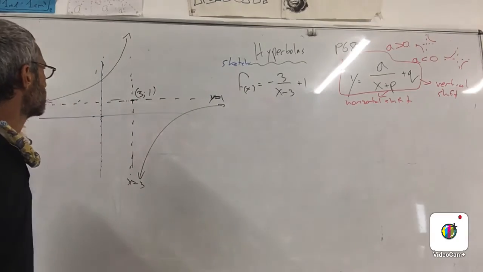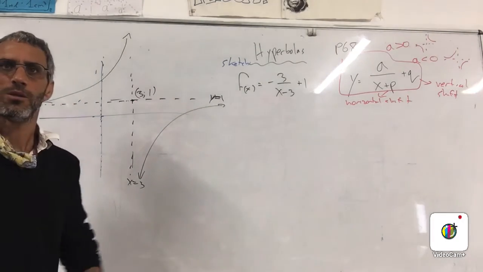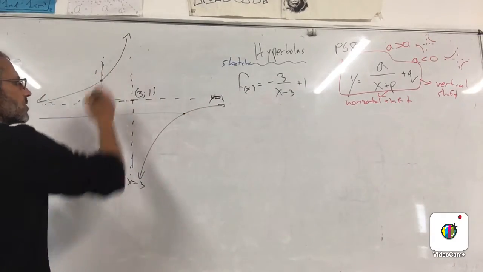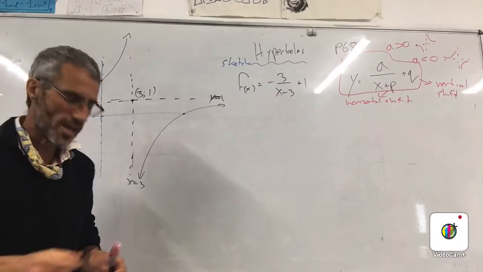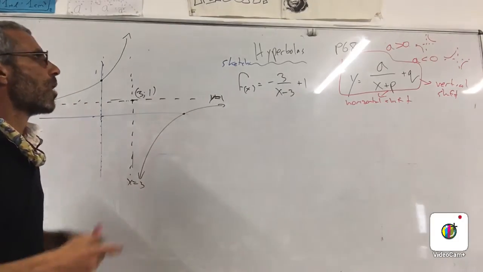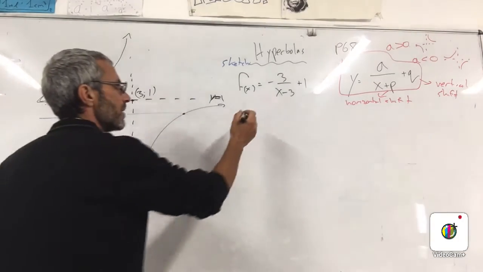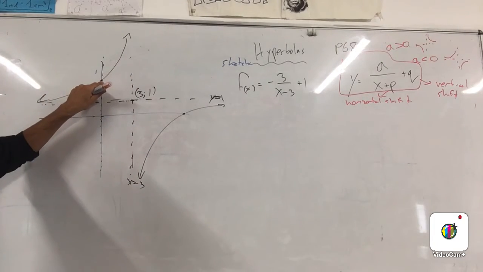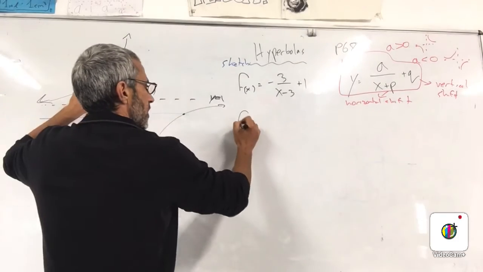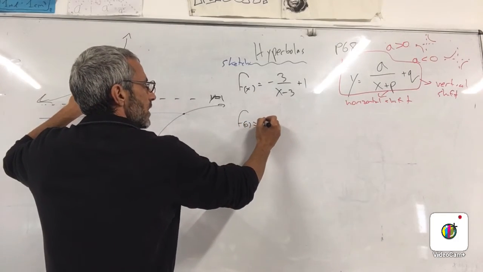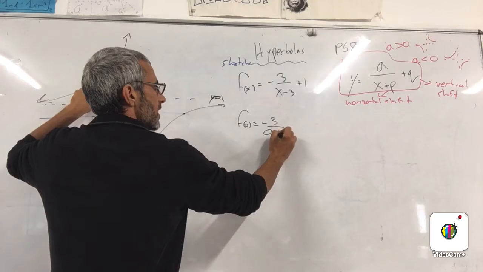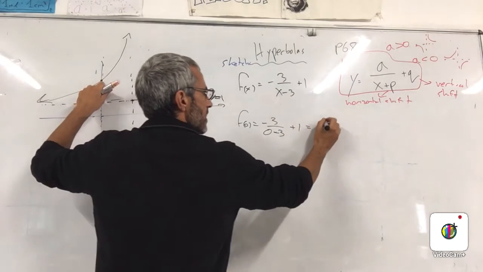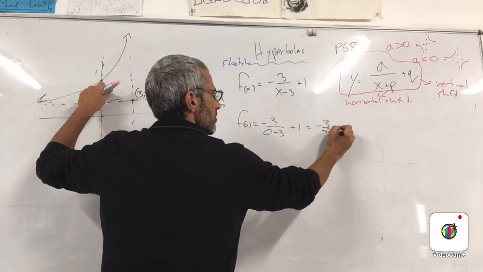What am I missing? Where it goes through the x and y axis. The x and y intercepts. Here's an x intercept, here's a y intercept. Start with the easy one, let's get the y intercept. How do I find that? You do x equals 0. x equals 0, thank you very much. So f of 0 is -3 over 0 minus 3, plus 1. That's equal to -3 over -3 plus 1.